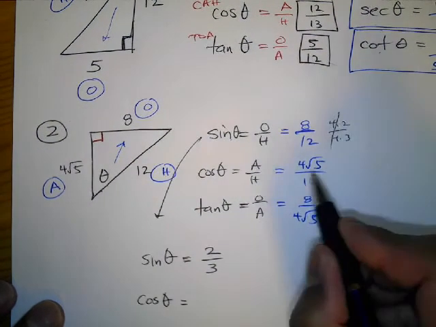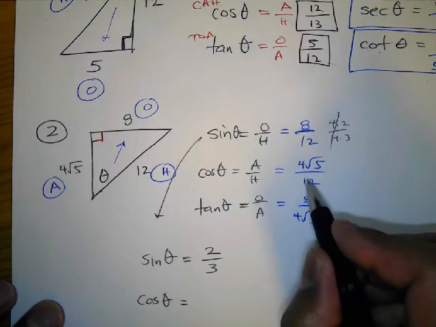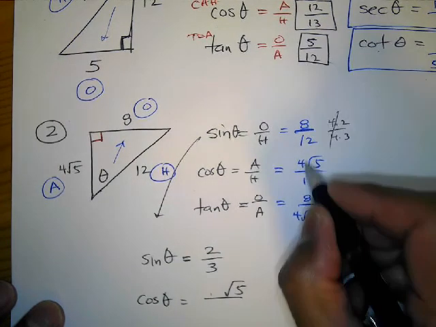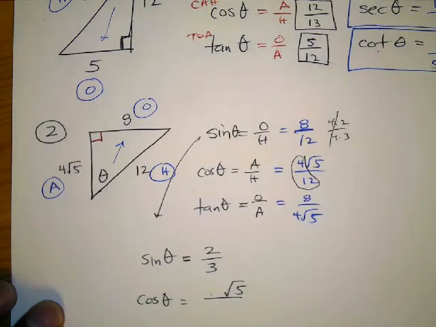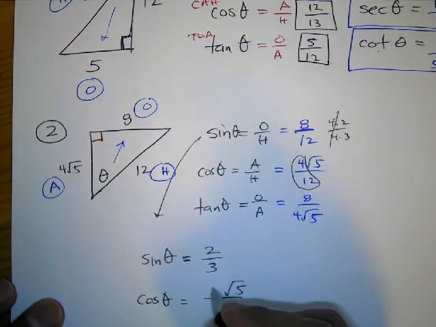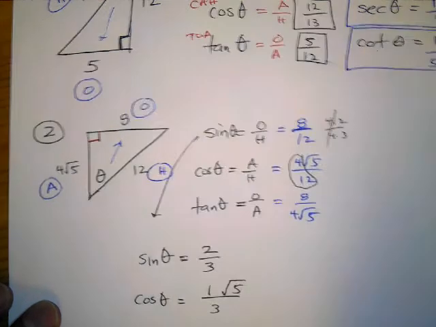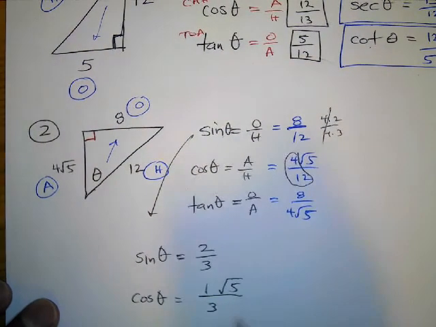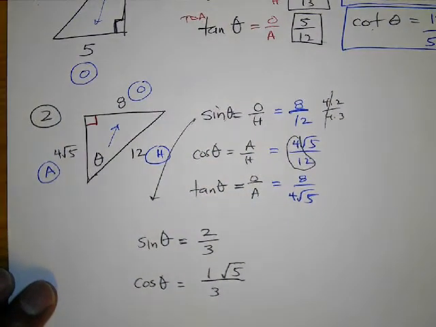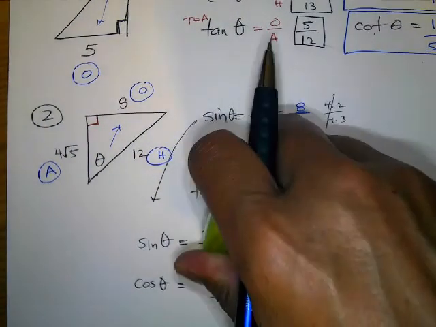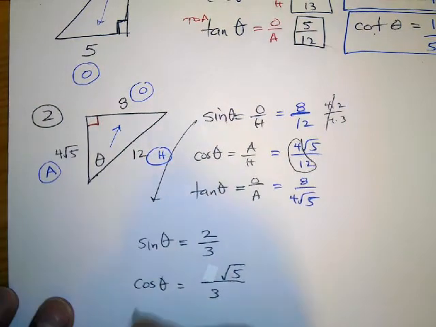So I'm just writing it over here. Cosine would be what? Again, we're going to keep that square root of 5. That's going to be in the answers. You reduce the 4 and the 12. 4 goes into 4 once, and 4 goes into 12 3 times. So if it's a 1, you don't have to write it. You can just put root 5 over 3. That's what you will see, just square root of 5 over 3. If it's a 1 right there, you don't need to write it.